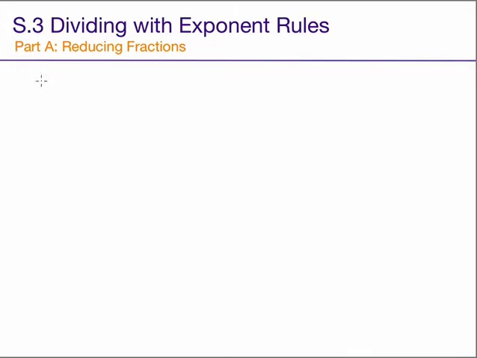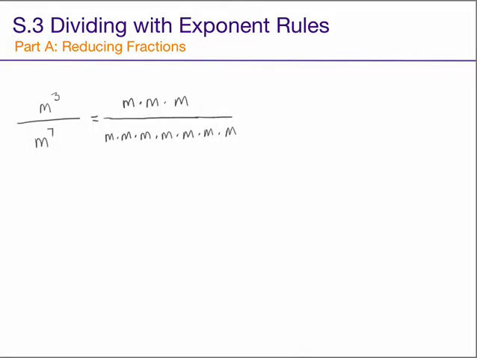Here's another one with only variables in it. M to the 3rd over M to the 7th. M to the 3rd means M times itself 3 times. M to the 7th means M times itself 7 times. Let's go cancel some of our M's. A copy on the top and one on the bottom. Top and bottom, top and bottom. Because M goes into M once, and M goes into M once. Once and once. So what's left? Well, on the bottom this time, I have 4 M's, or M to the 4th. On the top, there's nothing left, but remember, it's not 0. It's 1 times 1 times 1, or 1. So my answer is 1 over M to the 4th.